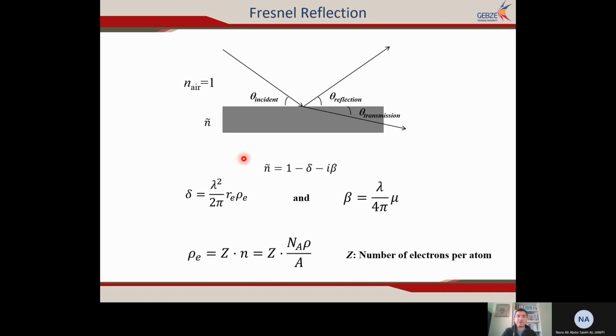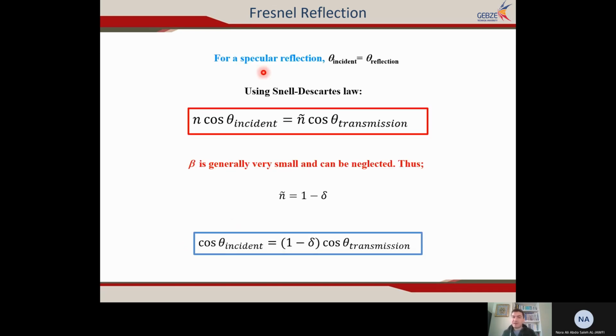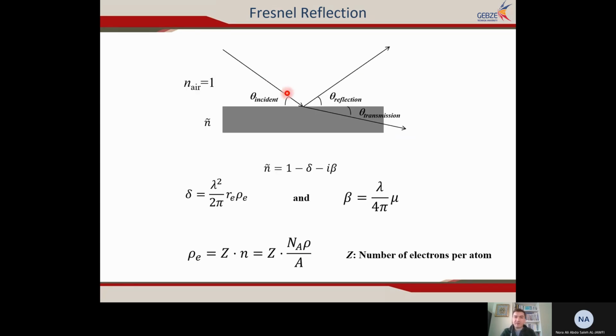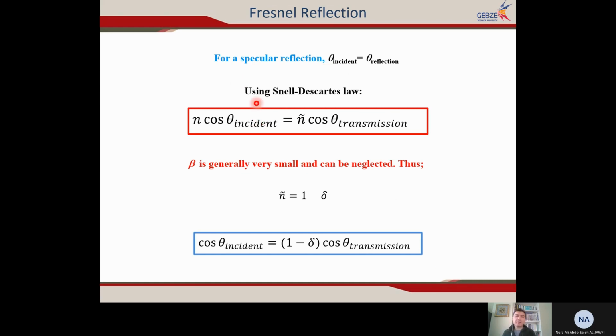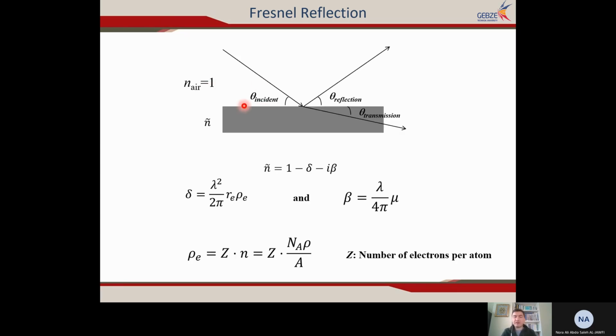So then let's continue. For a specular reflection, theta incident is equal to theta reflection. So here we have theta angle and here we have theta angle, and they are equal to each other in case of specular reflection. Using Snell-Descartes' law, we have this relation: n air times cosine theta incident is equal to n medium times cosine theta transmission.